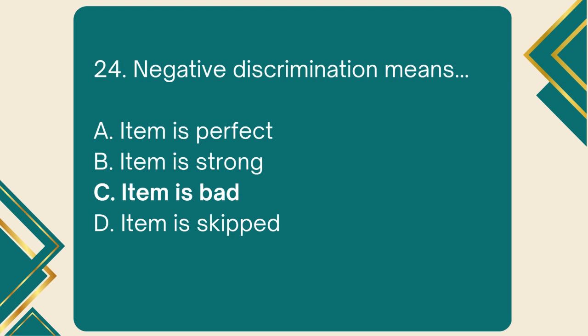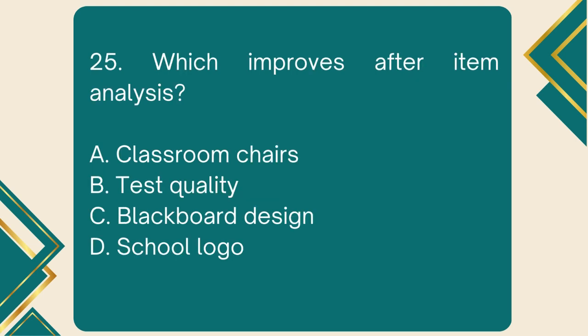So let's proceed to number 25. Which improves after item analysis? A. Classroom chairs, B. Test quality, C. Blackboard design, D. School logo. And the correct answer is B, test quality. Test quality improves.